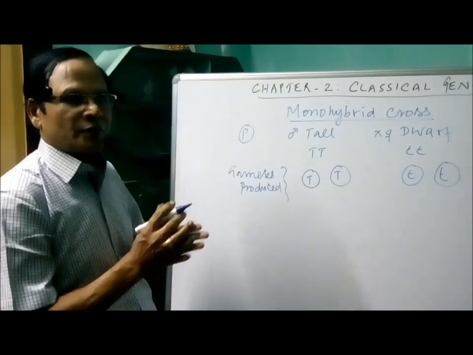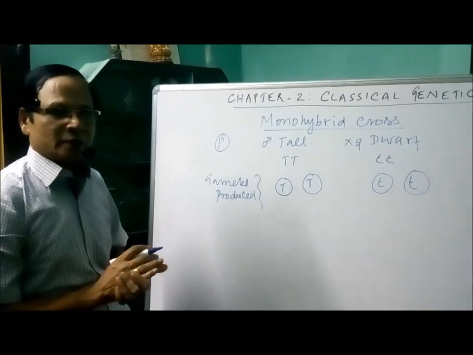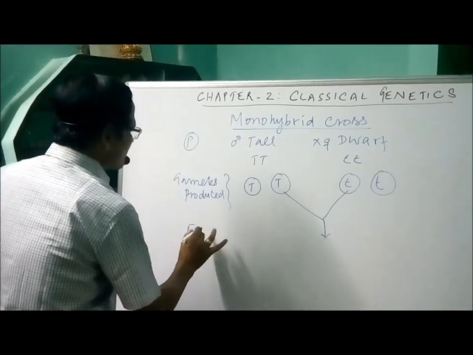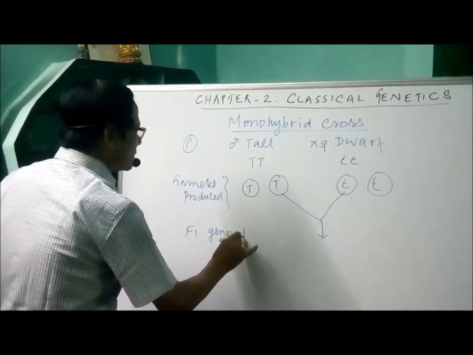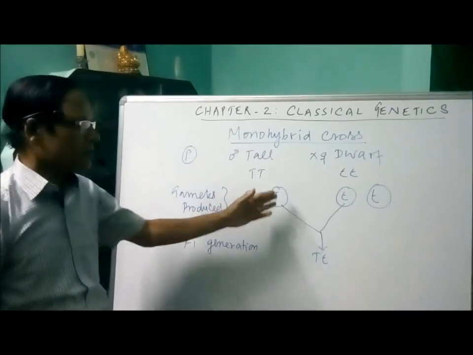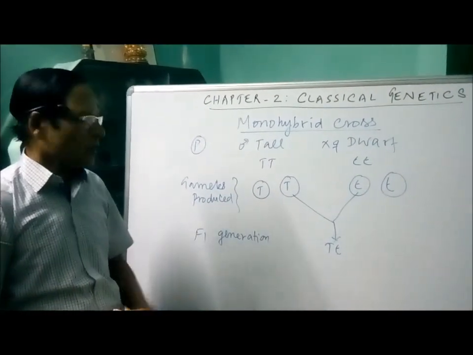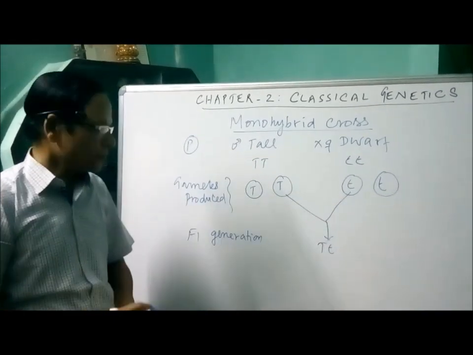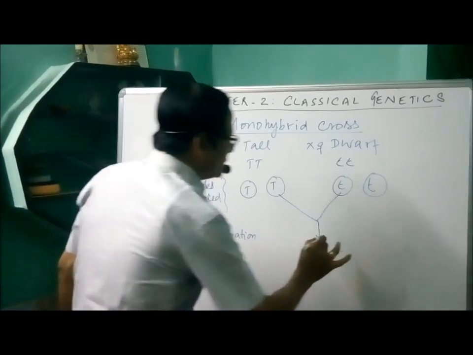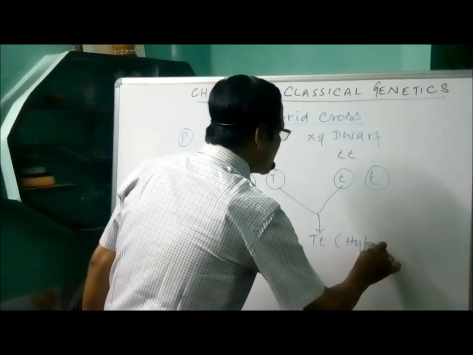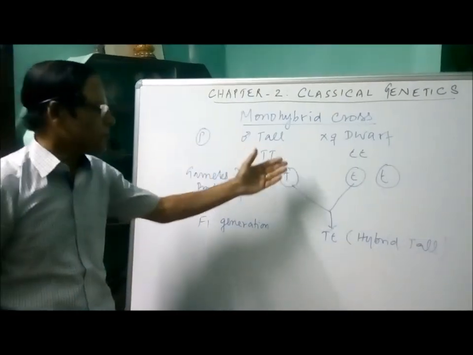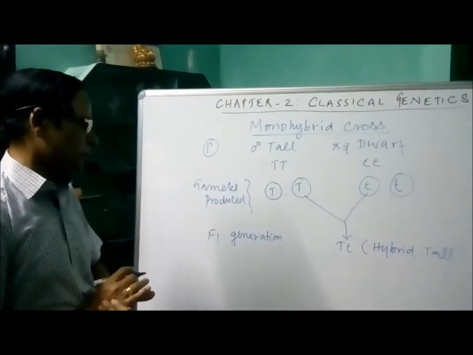Now the cross, the fertilization occurs, the gametic union occurs, leading to the formation of the F1 generation. As per the law of segregation, the two alleles separate and enter into each gamete, and the union of these gametes at random produces a diploid individual, the hybrid tall. This is the result obtained in F1 from cross pollination, the hybrid tall.